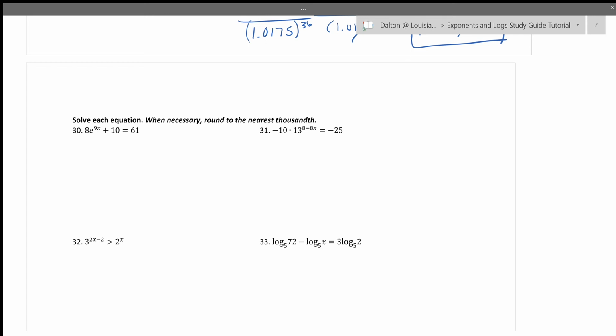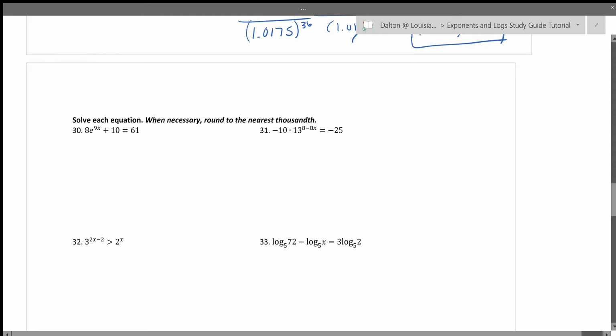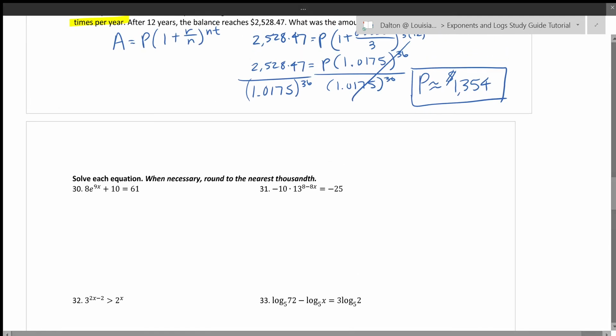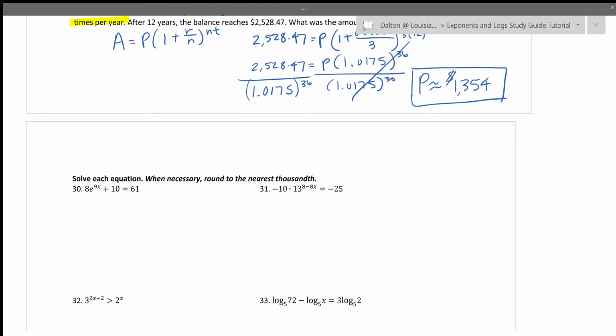Moving right along to page 3 of your chapter 11 study guide tutorial video. These next set of questions is all about solving. What I'll need you to remember is that in these solving equations, it's just like algebra, right? We're trying to get x by itself.